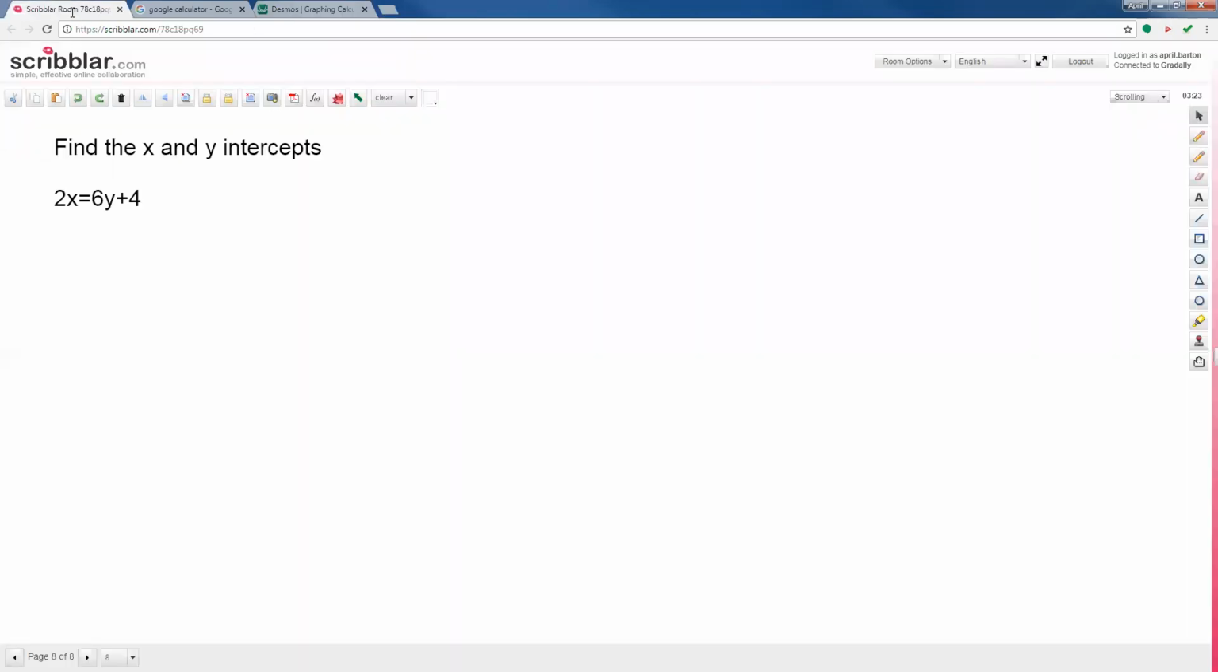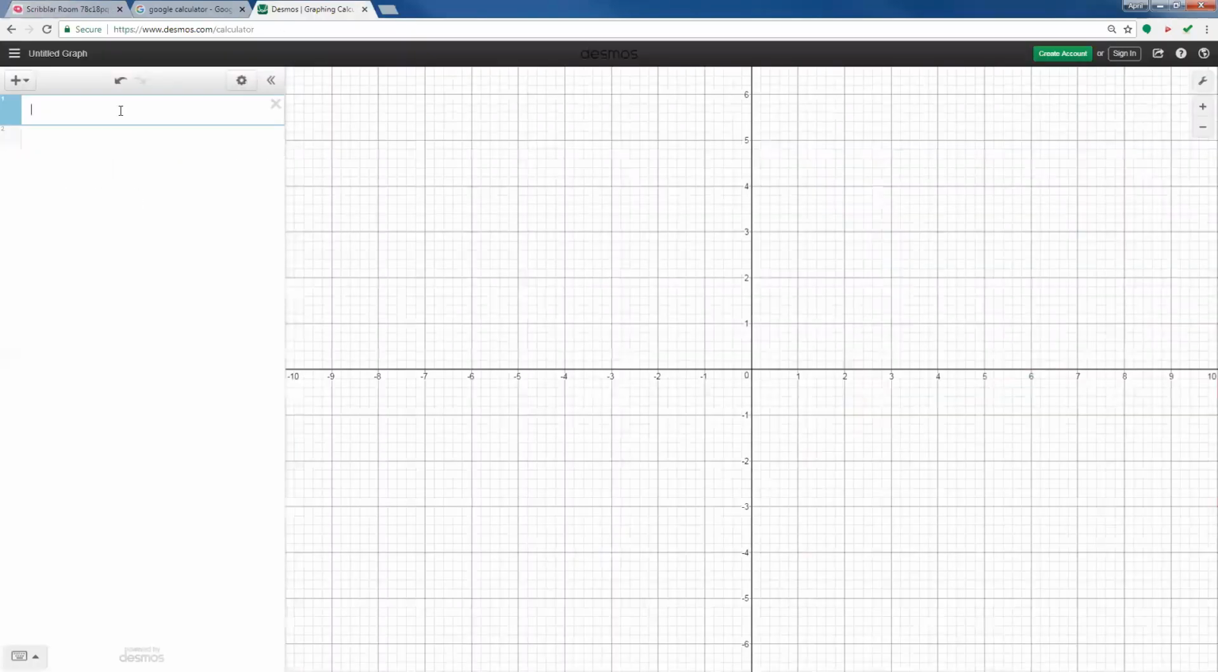And I already forgot the equation, 2x equals 6y plus 4. So this time it only asked for the intercepts. We're only going to have one line up, and that's where it crosses the x or y axis. X-axis is the left to right, y-axis is the up or down.